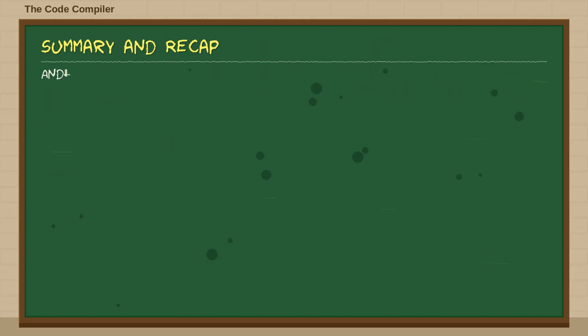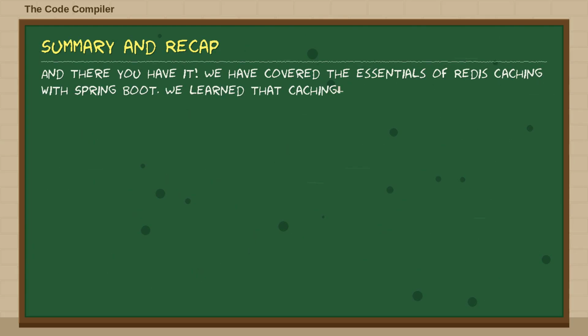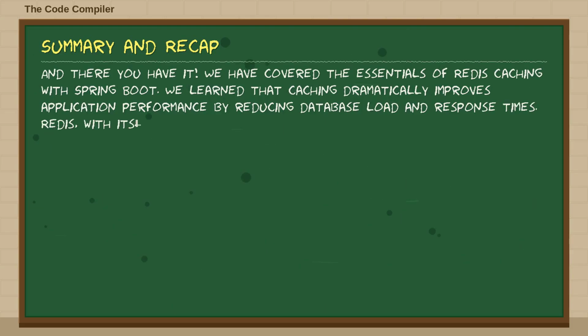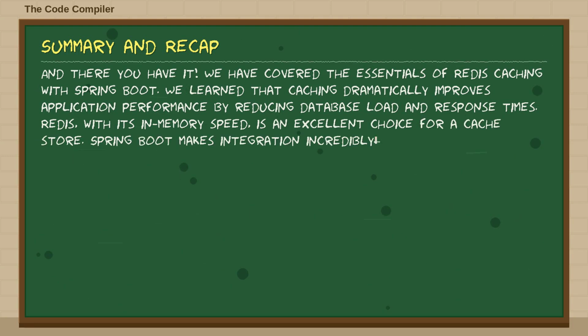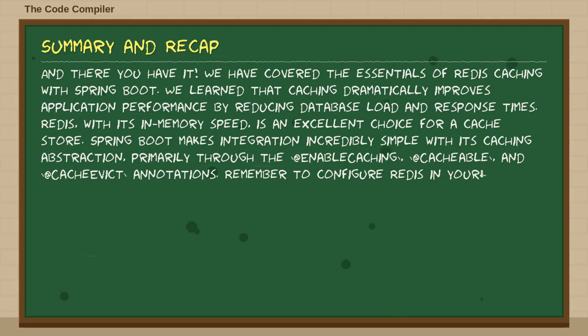And there you have it. We have covered the essentials of Redis caching with Spring Boot. We learned that caching dramatically improves application performance by reducing database load and response times. Redis, with its in-memory speed, is an excellent choice for a cache store. Spring Boot makes integration incredibly simple with its caching abstraction, primarily through the @EnableCaching, @Cacheable, and @CacheEvict annotations.